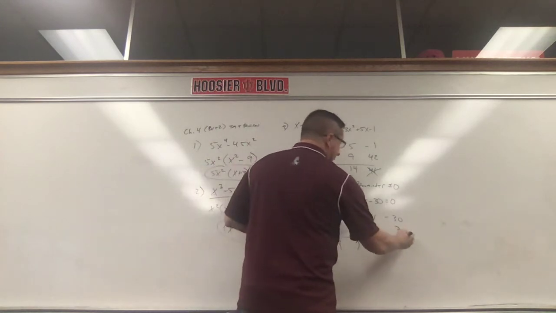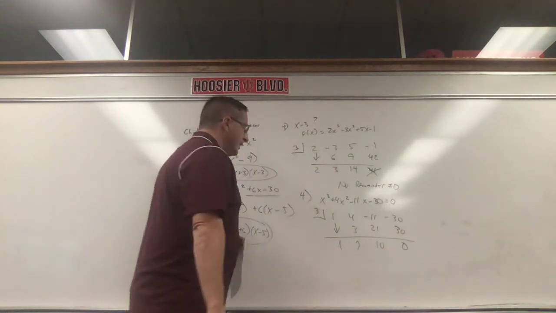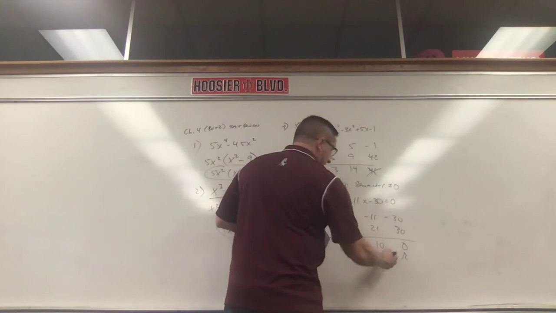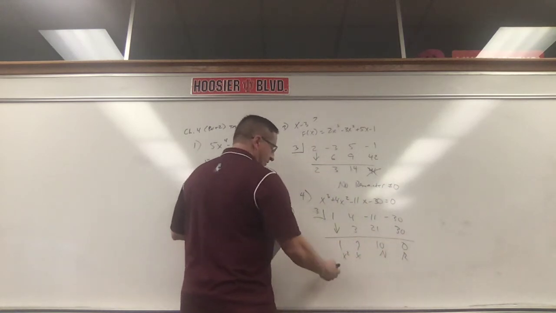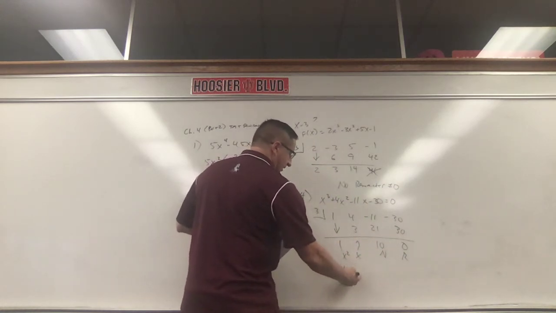Times to 30, add to 0. That's a whole lot better, okay? Remember, this is our remainder. This is our number. This is our x. That's our x squared. So we have 1x squared plus x plus 10.